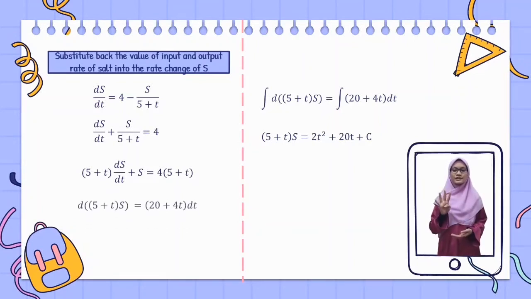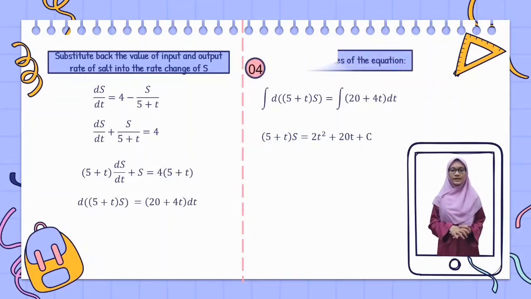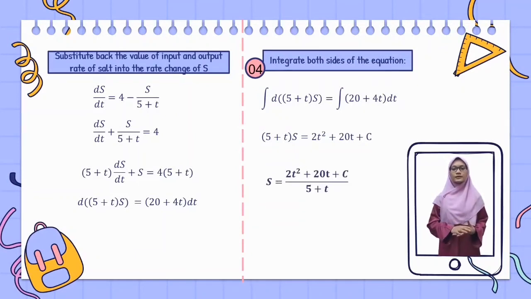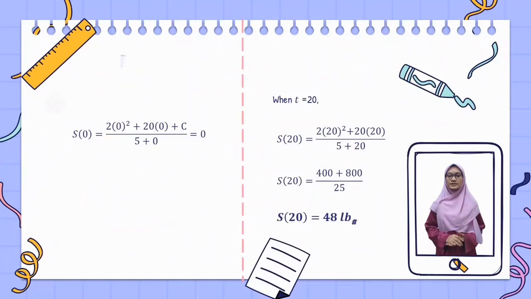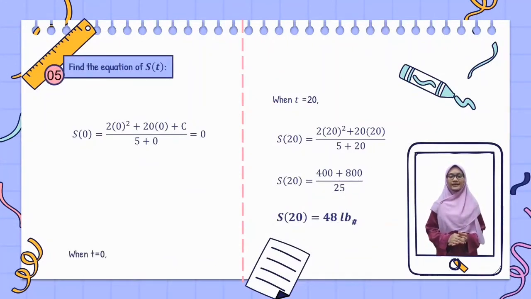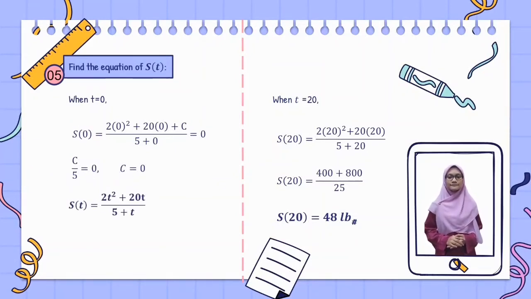The fourth step is, we need to integrate both sides of the equation and we get S equal to 2t squared plus 20t plus c, divided by 5 plus t. The fifth step is we need to find the equation of S. When t is 0, the constant is 0. So, we will get S equal to 2t squared plus 20t, divided by 5 plus t.